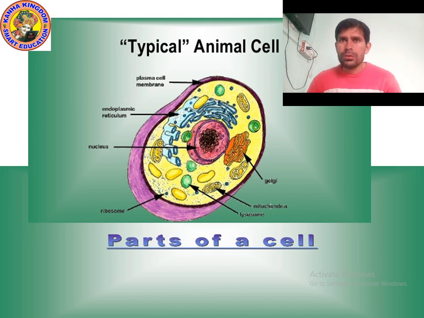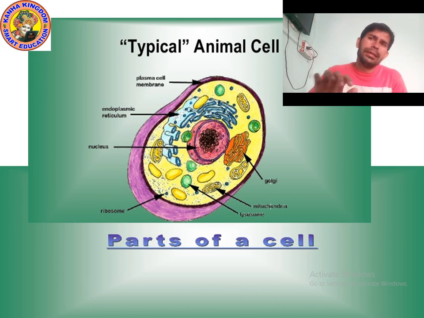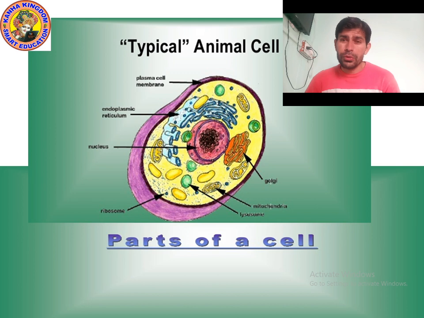The slices of cork appeared like small compartments which were separated by walls. When Robert Hooke observed through the microscope, he saw that the structure of the cell looked like a honeycomb.